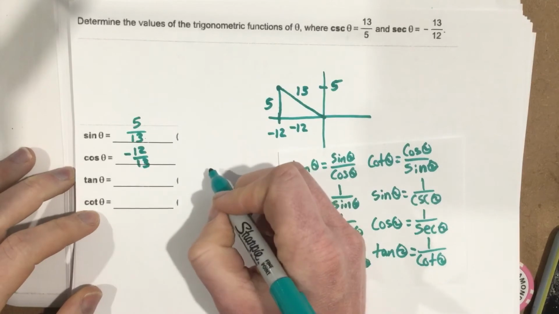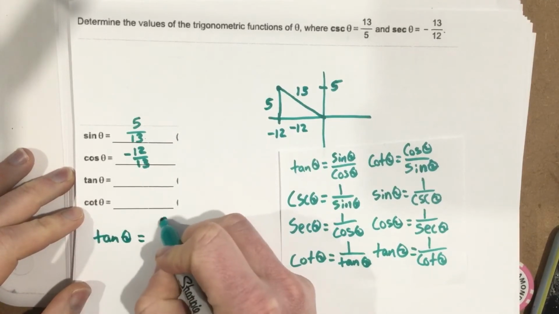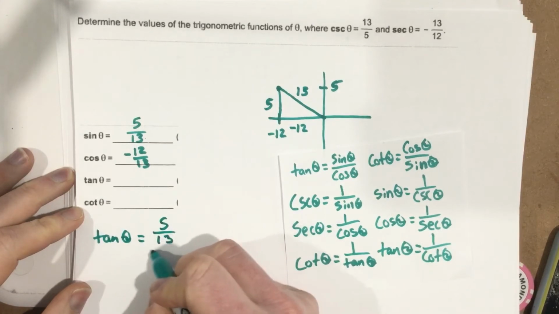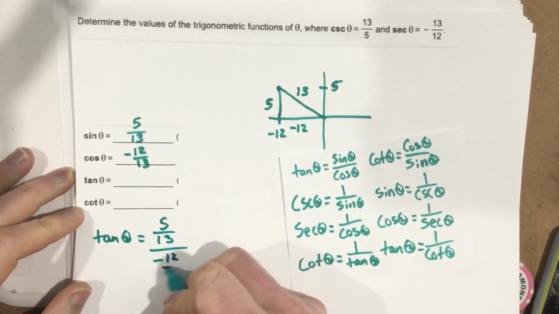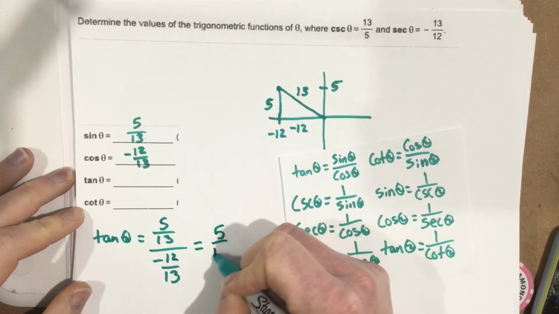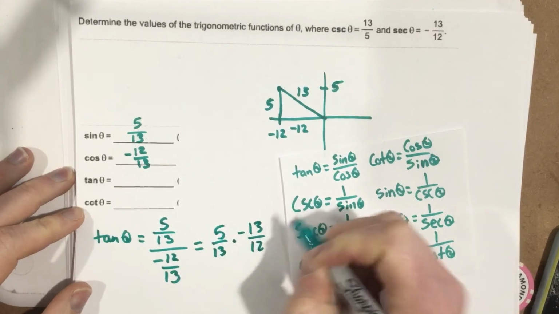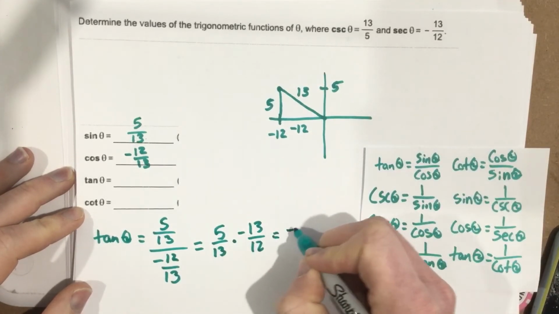So let's say tangent theta equals 5 over 13 divided by negative 12 over 13. That means 5 over 13 has to be multiplied by negative 13 over 12, which ends up giving you negative 5 over 12.